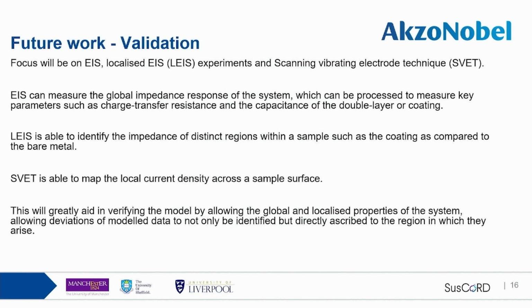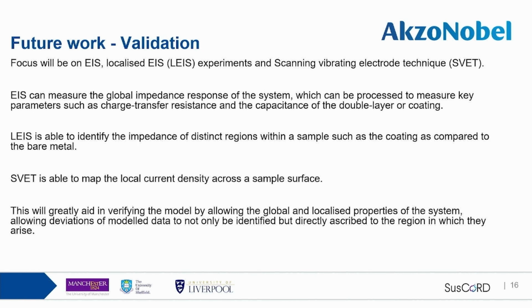Now, for future work, the focus will be on using EIS, localized EIS, and the scanning vibrating electrode technique, SVET, to validate different aspects of the model. EIS will be measuring the global impedance response, and considering this is what the model is generating, it'll be quite important moving forward. Now, one flaw of EIS is that it purely measures a global response, which is very often sufficient. But if I want to begin troubleshooting my model and the data doesn't align up, what am I supposed to do? Where's it going wrong?